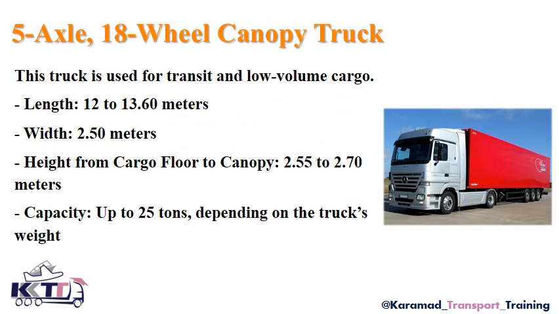And now in this section, we'll look at the most common type of canopy truck, which is widely used in land and road transport. We know it as a tilt truck or a canopy truck, which is a 5-axle, 18-wheel truck. These trucks are used for transit and for low-volume cargo. Their length is 12 to 13.60 meters, and their width is 2.50 meters. The height from the cargo floor to the canopy is 2.55 to 2.70 meters, and the capacity they can load depending on the truck's weight varies up to 25 tons.